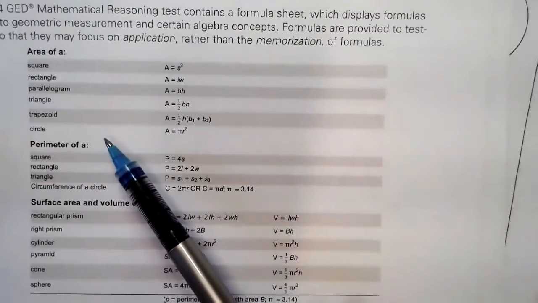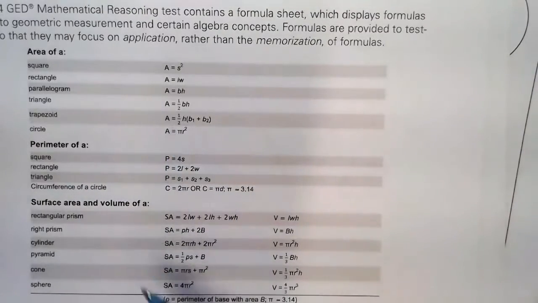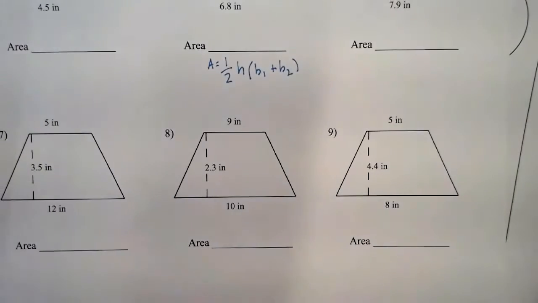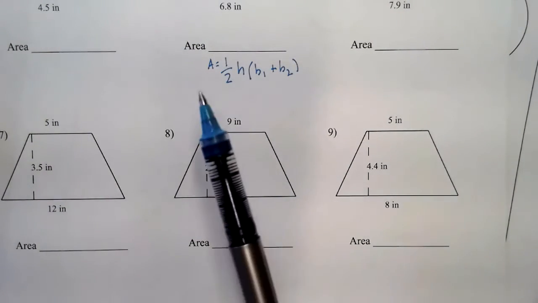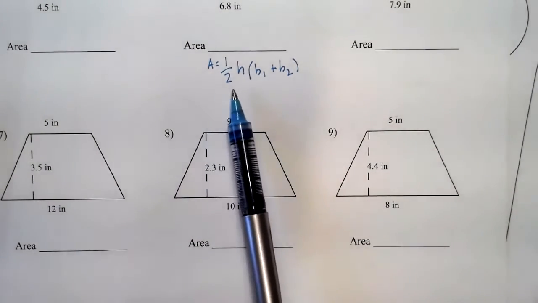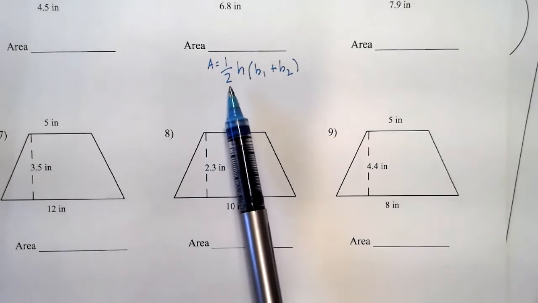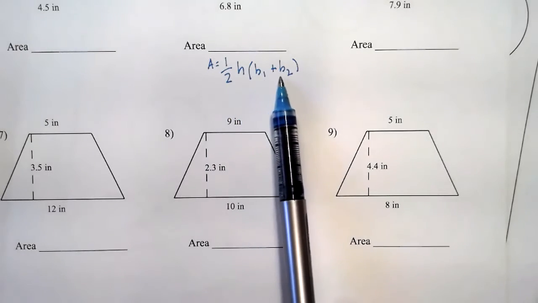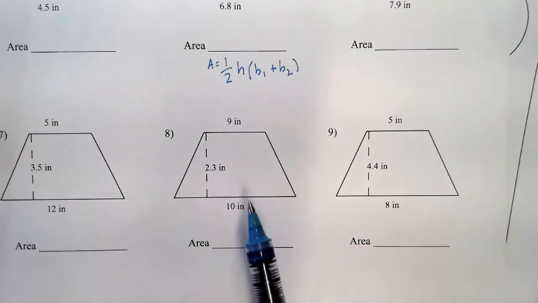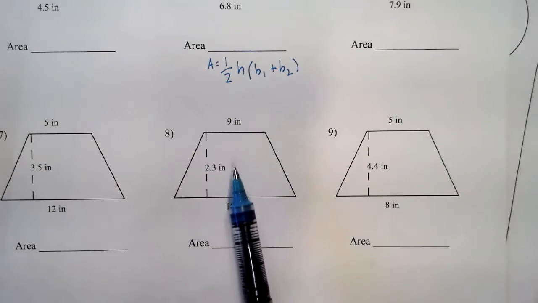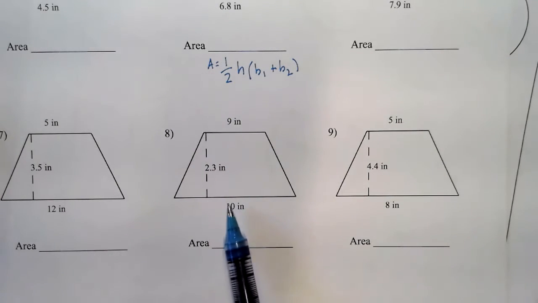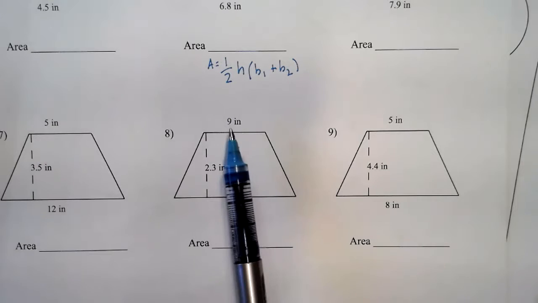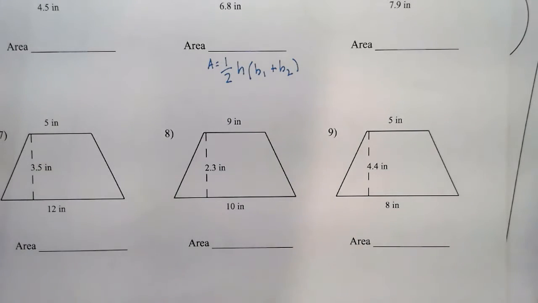So again, we're going to find the area of a trapezoid. Here is a trapezoid. This is the formula to find the area of a trapezoid. Area equals 1/2 times height times base 1 plus base 2. So in a trapezoid, you've got two parallel lines, the top and bottom line, perfectly parallel. The bottom is base 1, the top is base 2. Let's get going on this. We'll do this one first.